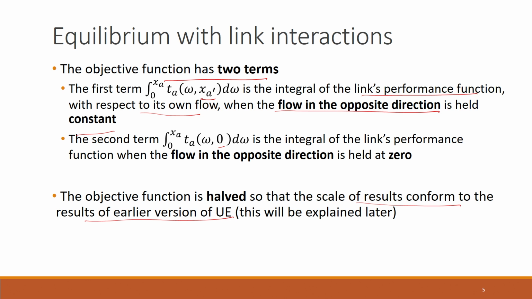Okay. So, the purpose of the half is that whatever results we are getting in the case when there are no link interactions, for the deterministic user equilibrium case, the results follow the same trend. Okay. So, that is why we have scaled it by putting that half value, and as I had mentioned before, the constraints are the same as the basic user equilibrium problem.